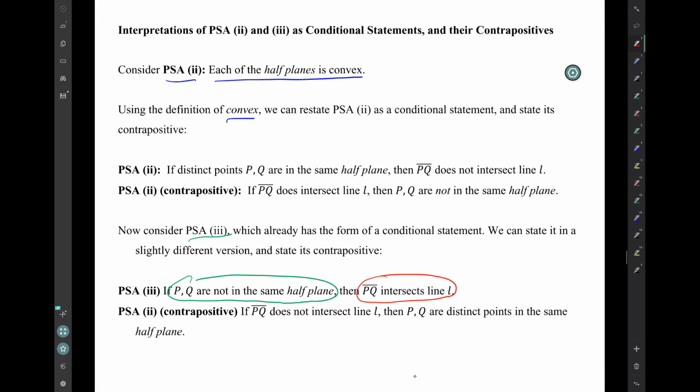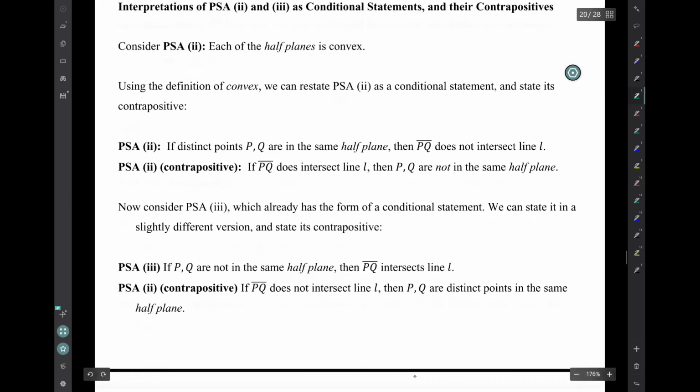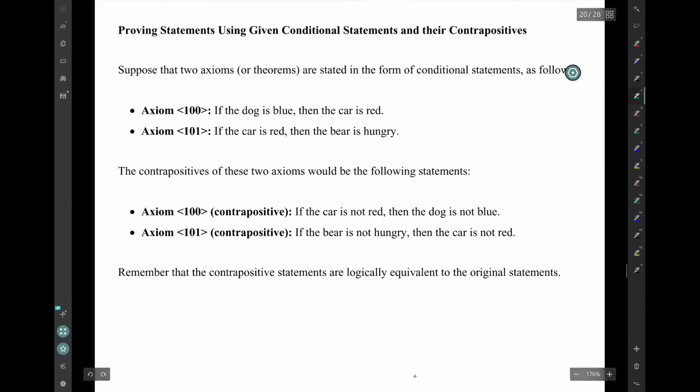But realize that there's a contrapositive version of that. If the segment does not intersect line L, then P and Q are distinct points in the same half plane. Now I want to talk about proving statements using given conditional statements and their contrapositives. Suppose that 2 axioms or theorems are stated in the form of conditional statements as follows.